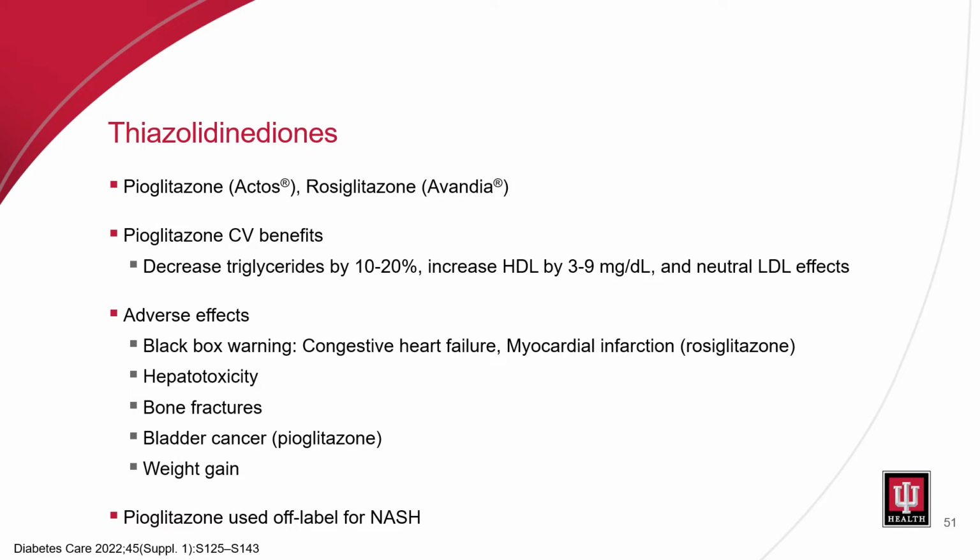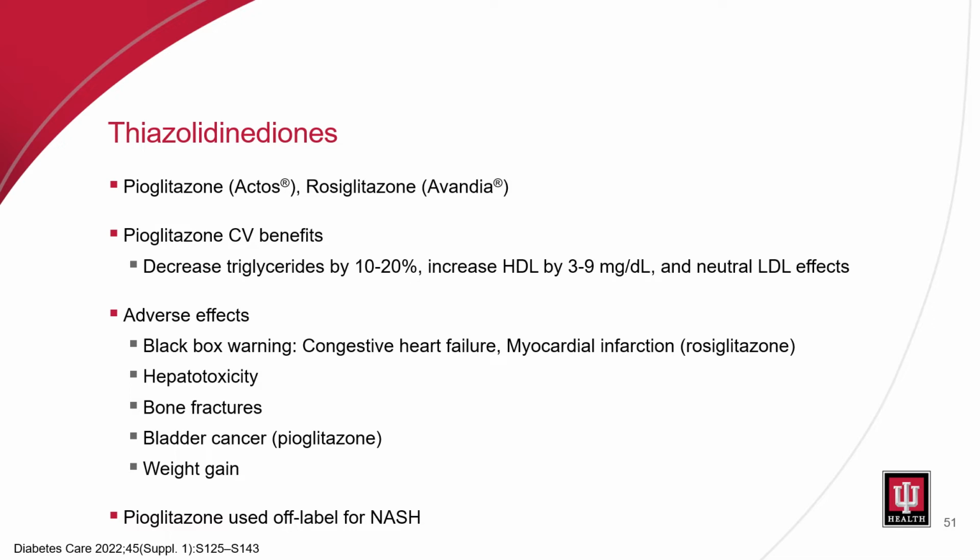These bind to the peroxisome proliferator-activated receptor gamma on fat and vascular cells to improve cellular response to insulin without increasing insulin secretion. They decrease insulin resistance and hepatic glucose production overall. Pioglitazone does have cardiovascular disease benefits.